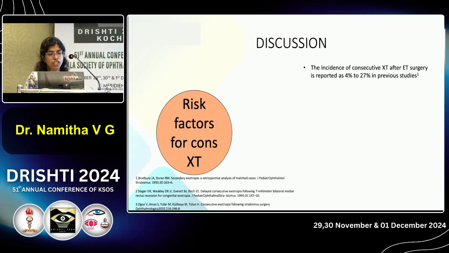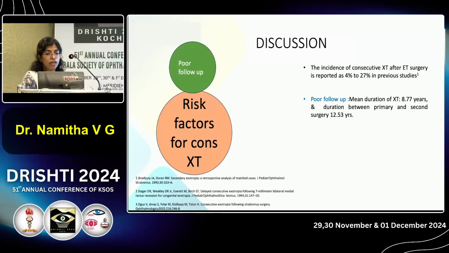Coming to the discussion, the incidence of consecutive exotropia after ET surgery is reported to be 4 to 27% in previous studies. The main risk factor for consecutive exotropia we encountered in our study is poor follow-up. In our study, the mean duration of exotropia and the duration between primary and second surgeries were more than 8 years. And once the alignment is done, most of the parents forget about the frequent follow-up, and once an outdrift comes, they will come to the clinic.